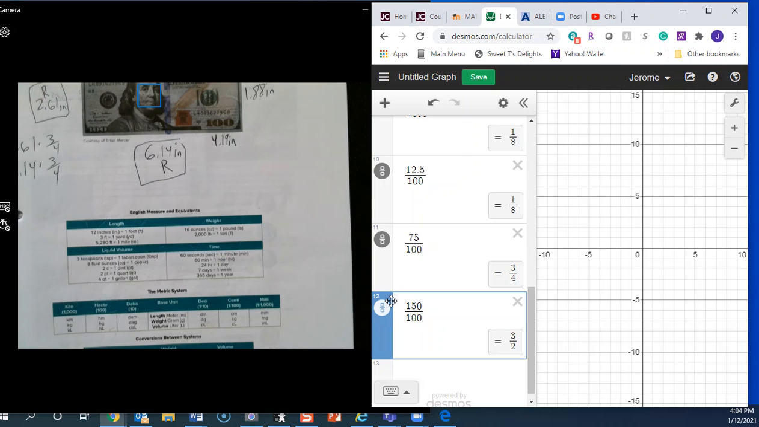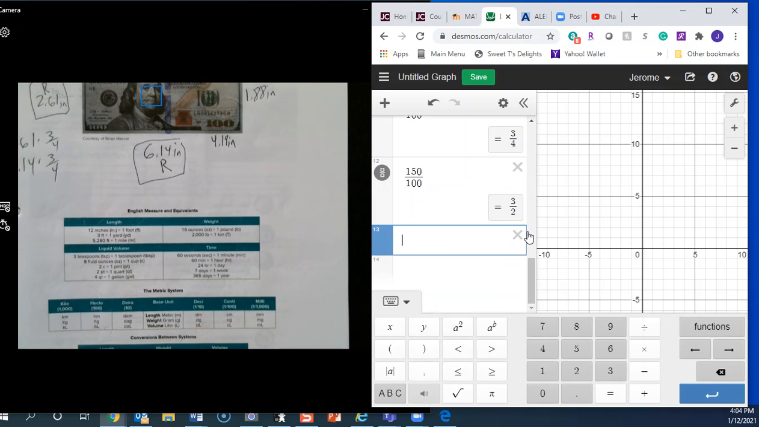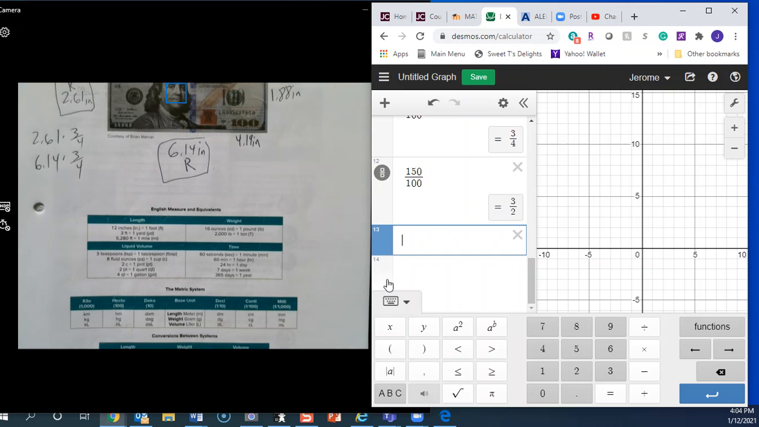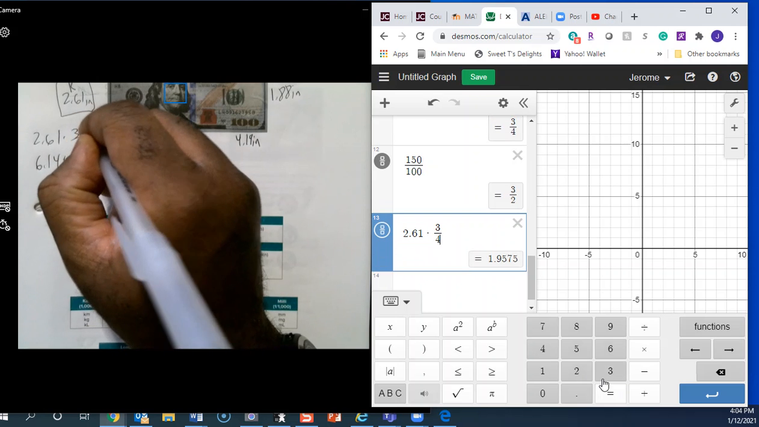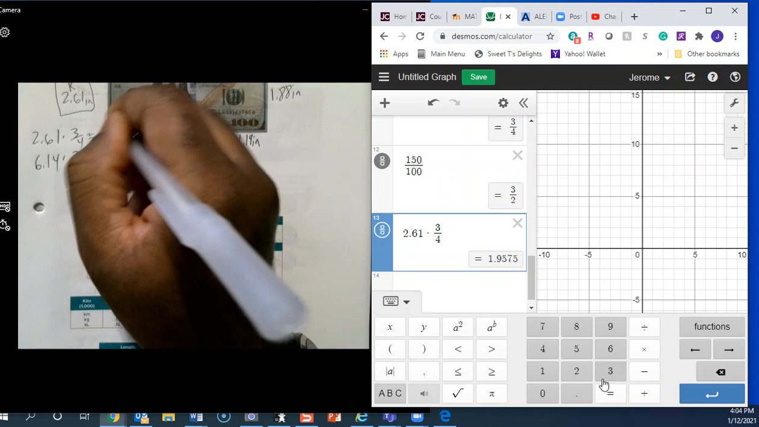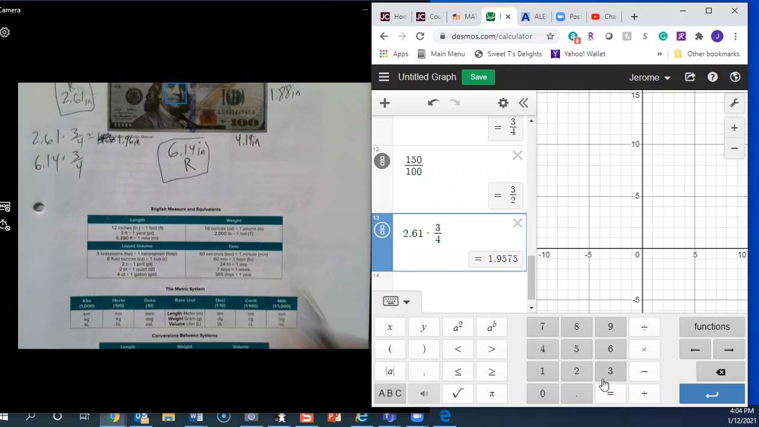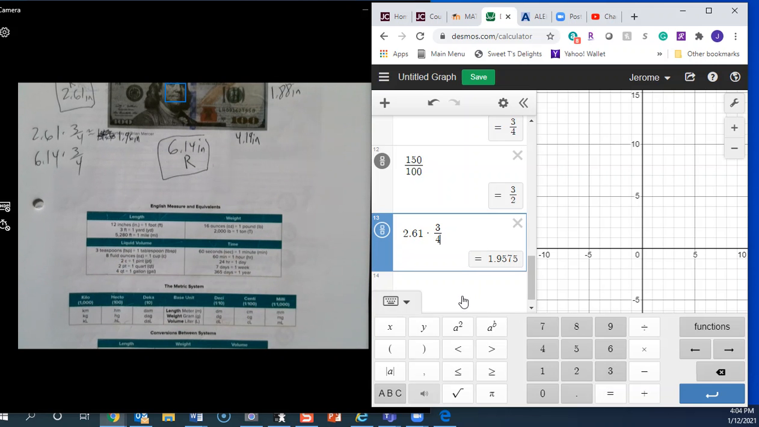Now, when you multiply that, we would take this here, it's kind of cut off. All right, and we will multiply 2.61 times 3/4, which will give us, and we can round this off, approximately 1.96 inches. So far we're doing good. This is less than 1.96 inches. So far, so good.